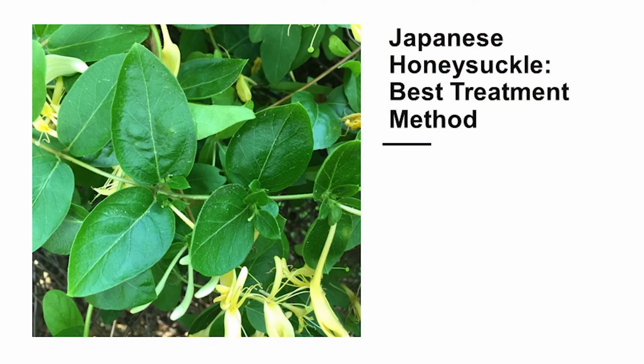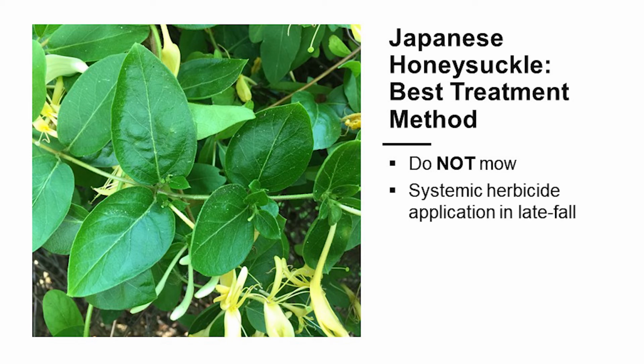Controlling Japanese honeysuckle is difficult because the rhizomes can be easily missed and resprouting will occur. Mowing is not recommended because it can stimulate growth and cause denser mats of vegetation. In late fall, apply systemic herbicides like glyphosate or triclopyr as the species goes dormant.